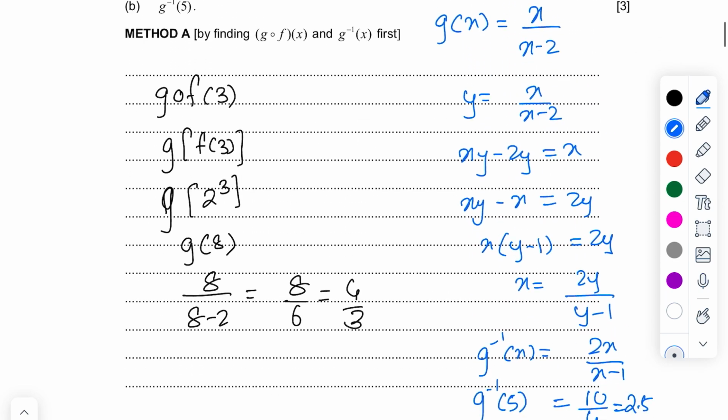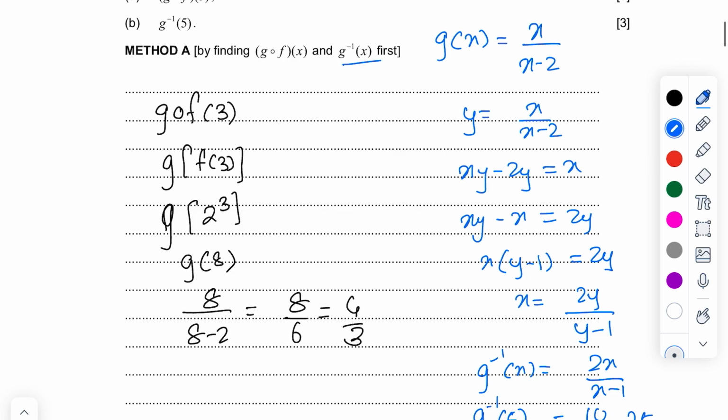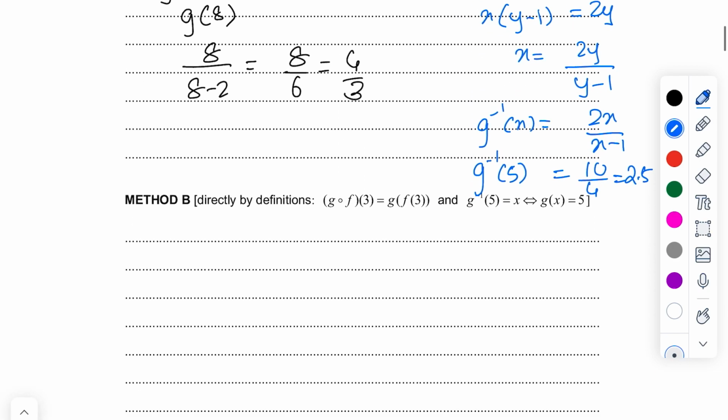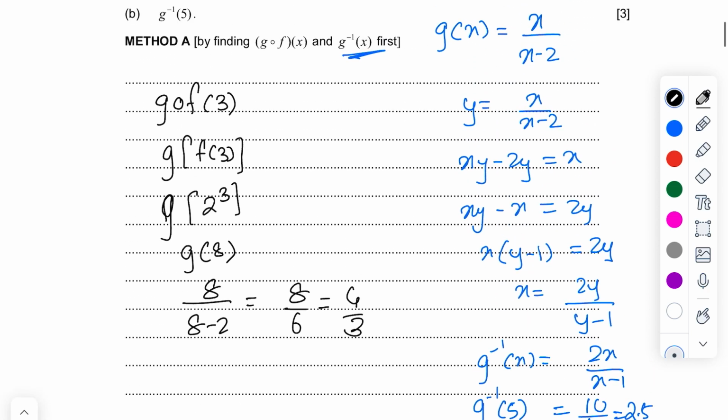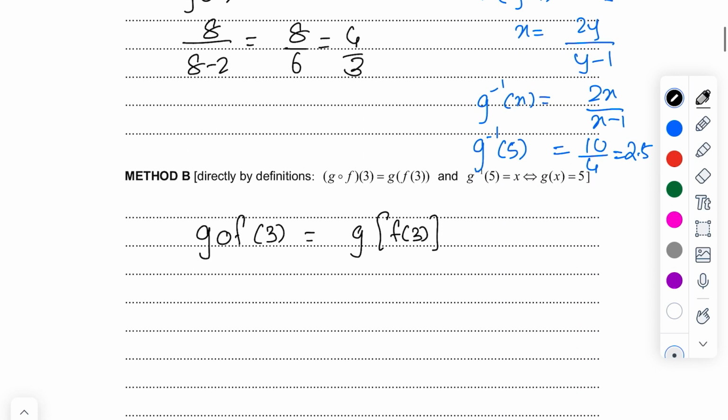Method B. Instead of finding g inverse, which is method 1, you can do it in another method. What is that method? Using definitions, g circle f of 3, and then find it out. So g circle f of 3 can also be written as g of f of 3. What is f of 3? f of 3 is what we just got as 8.